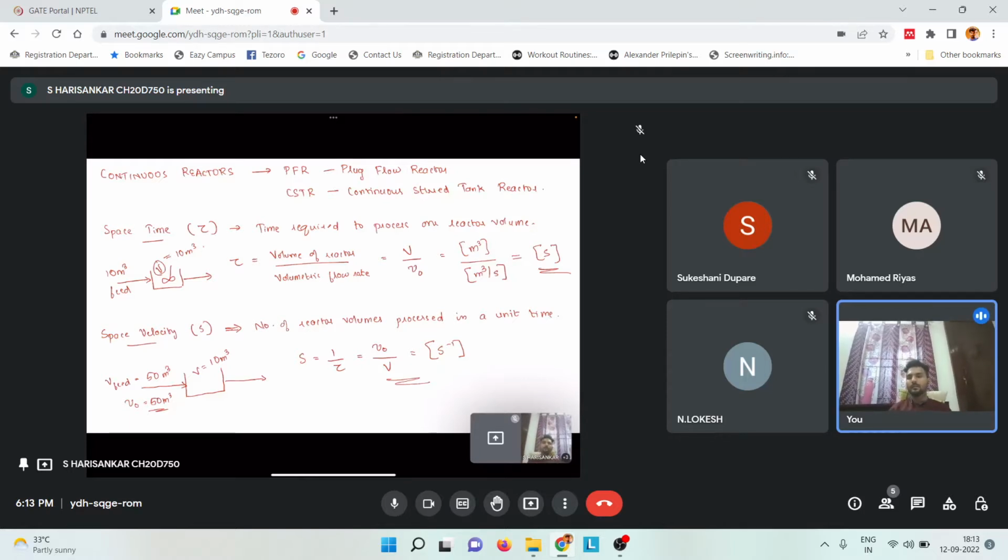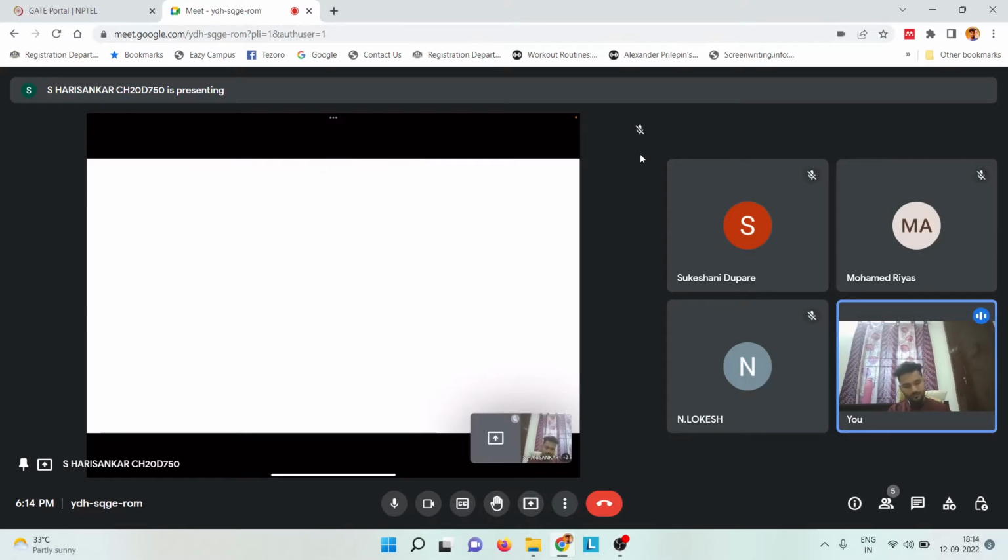And when we talk about the design equations of these continuous reactors, tau is what we talk about. So we design the reactor based on the value of tau. All right, let's move on. So the first one is the continuous stirred tank reactor or CSTR.